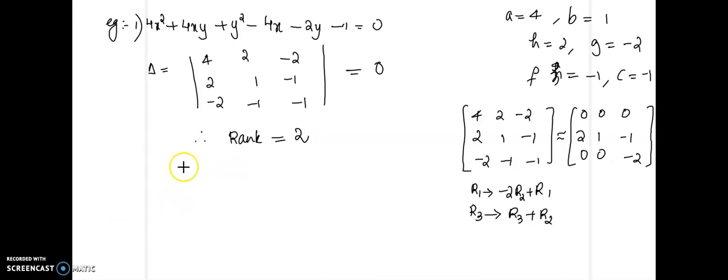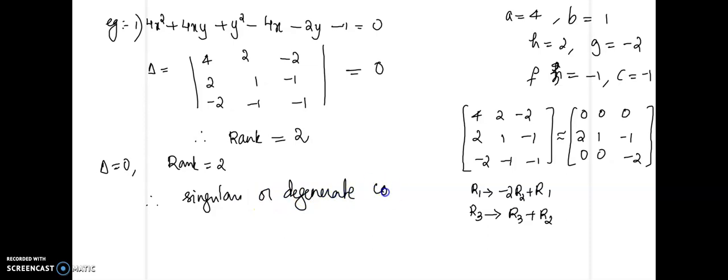So therefore you have delta equal to 0, and the rank is equal to 2. So therefore we get a singular. So this is a singular or degenerate conic. So that is how we use rank to determine what type of conic it is.